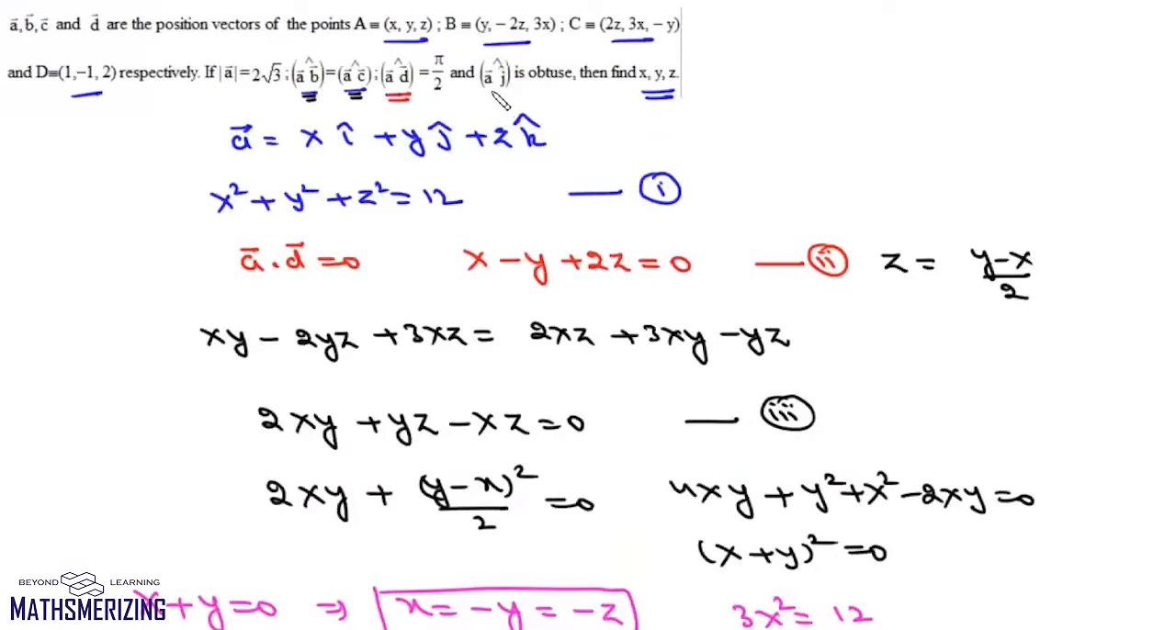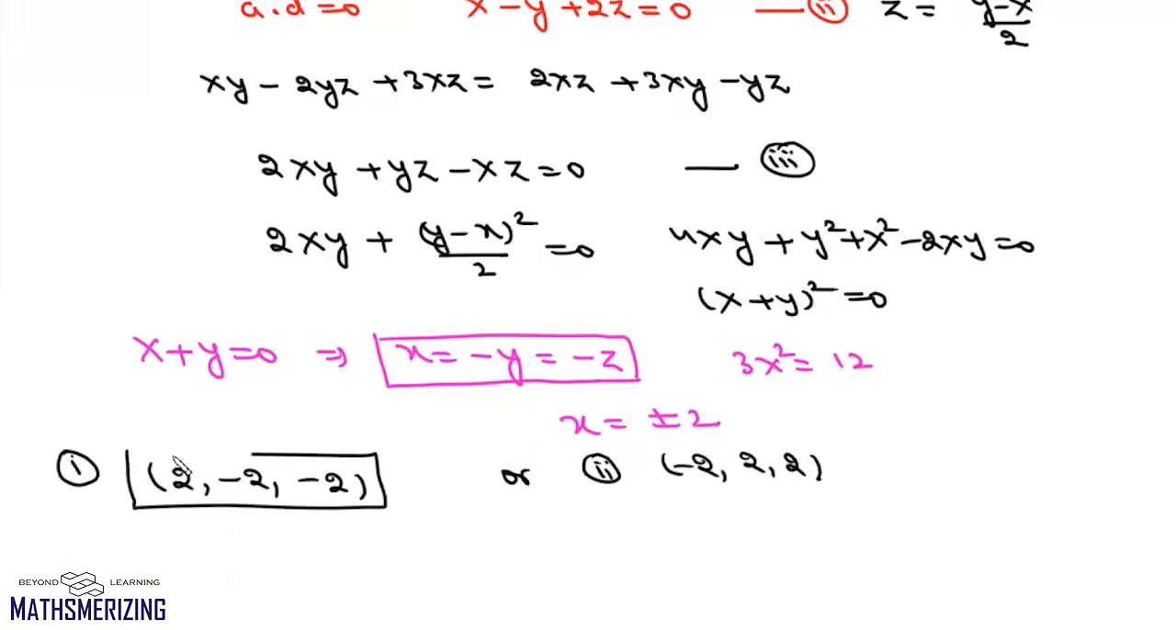Now in the question it says the angle between A and J is obtuse. So that means A dot J is less than 0. Now A dot J is y. So that means the value of y is less than 0. So of these two cases, the value of y is in this case. So from here we'll get the condition that the value of x is 2, y is minus 2, and the value of z is minus 2, and that is the answer to this question.